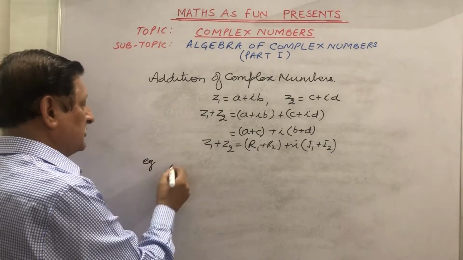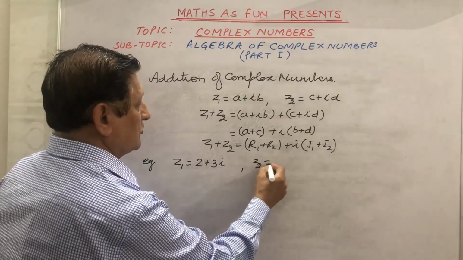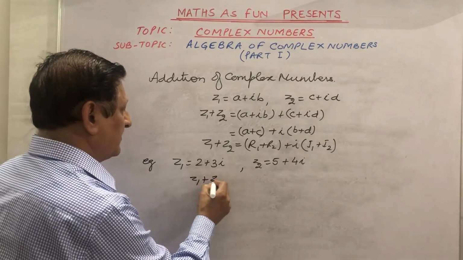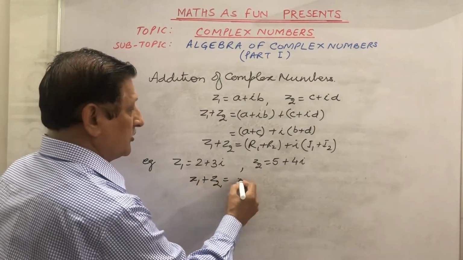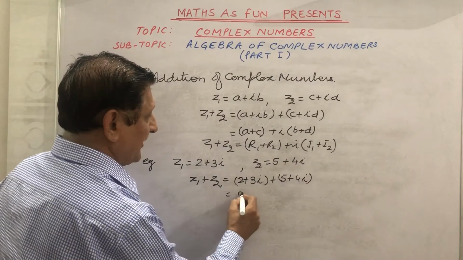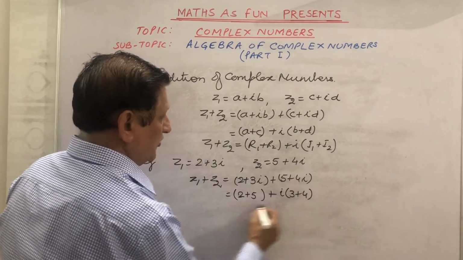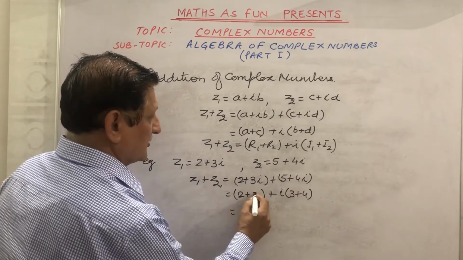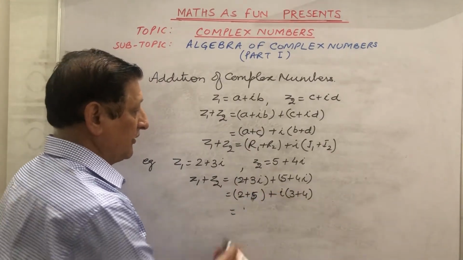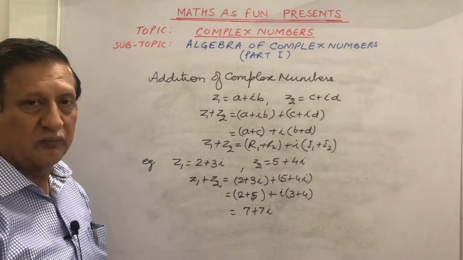Let's take one example. Suppose you have been given z1 is equal to 2 plus 3 iota and z2 is equal to 5 plus 4 iota, and we want to find the sum z1 plus z2. That will be equal to 2 plus 3 iota plus 5 plus 4 iota, and we can simply write this as 2 plus 5 plus iota times 3 plus 4, that will be 7 plus 7 iota. That becomes the sum of the two complex numbers.